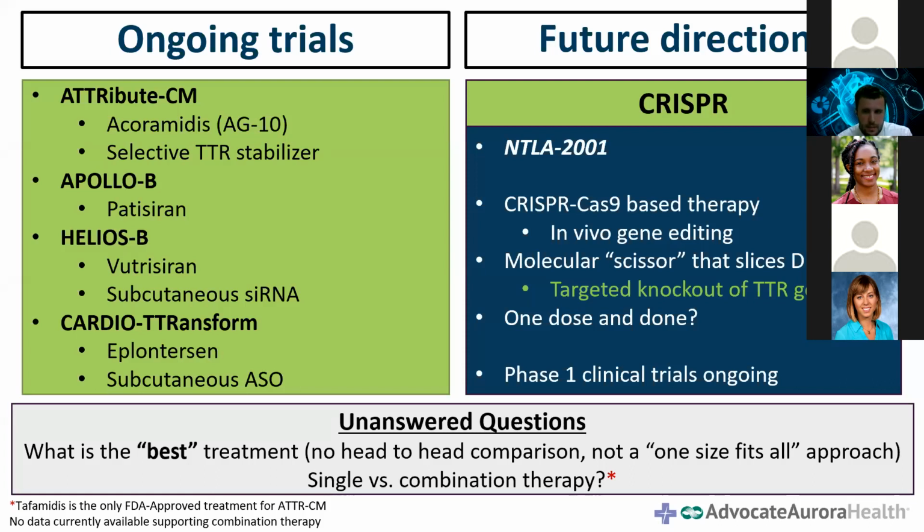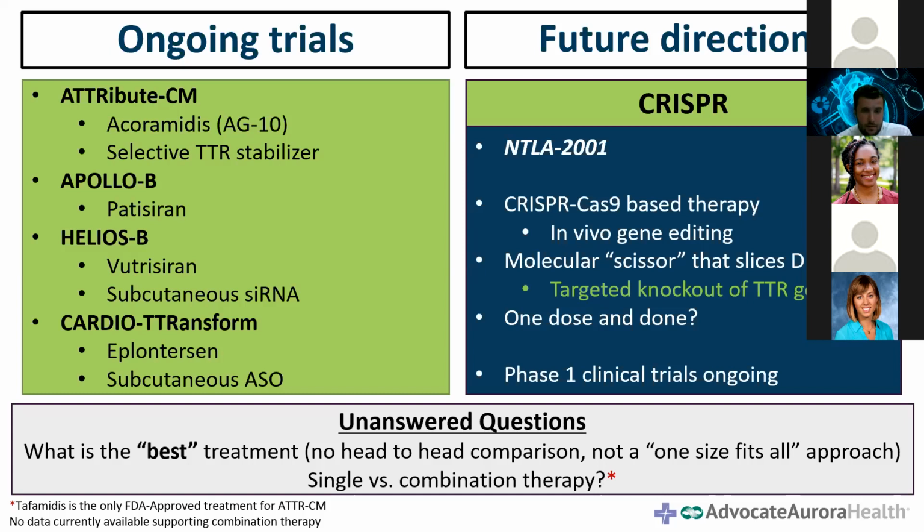Helios B is a phase 3 study looking at a subcutaneous small interfering RNA with planned enrollment of about 600 patients. And CardioTransform is a phase 3 study looking at a subcutaneous antisense oligonucleotide, eplontersen, in up to 750 patients with TTR cardiomyopathy. Now, additionally, there is a lot of excitement around gene editing.